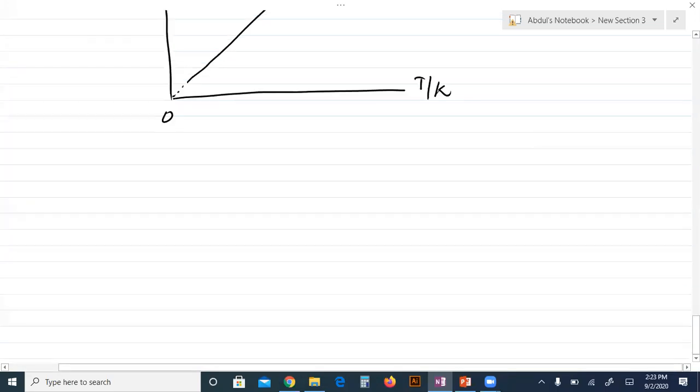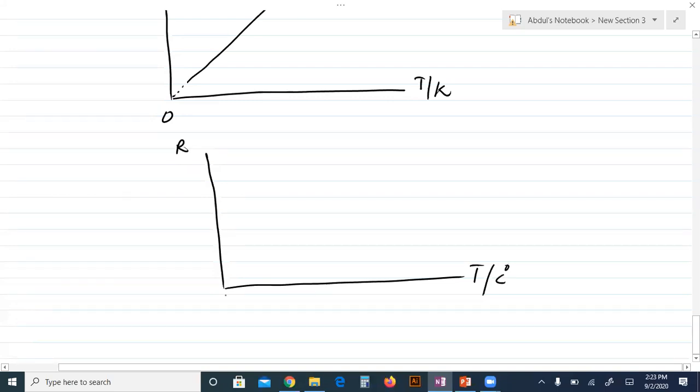But if the temperature is in degrees Celsius and the resistance of the substance, it's not a straight line, not passing through the origin. So this is the behavior. Yes, it's increasing. When temperature increases, resistance increases, but it is not 100% linear, not a straight line. So this is the difference between the Celsius scale and the Kelvin scale.